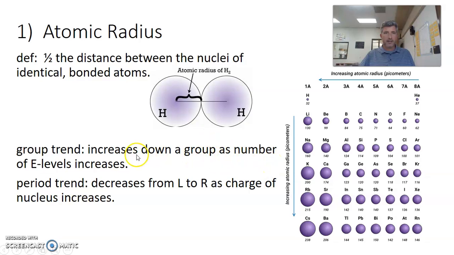The group trend is that atomic radius will increase down a group, because as I go down a group, let's say from lithium to sodium to potassium, I'm adding an energy level each time.